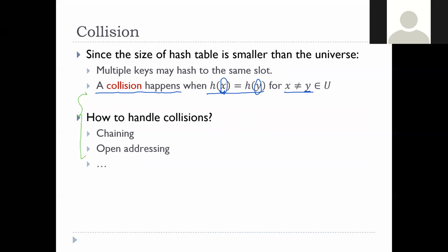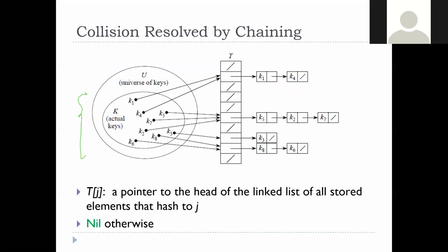Now, in our data structure, we're going to store all the numbers in this hash table, but different elements may be hashed to the same entry. So we have to have a strategy to handle this collision, and there are different ways to handle that. The simplest one is called chaining. We are going to use this chaining strategy in our description of the hash table. In particular, what is this chaining strategy to resolve collision?